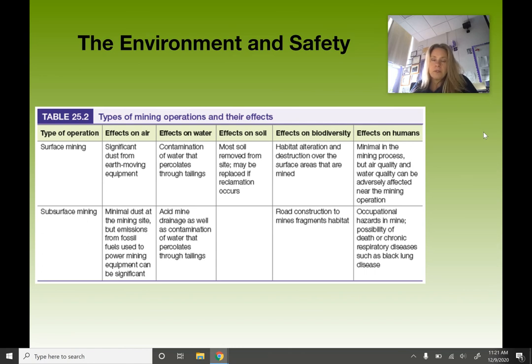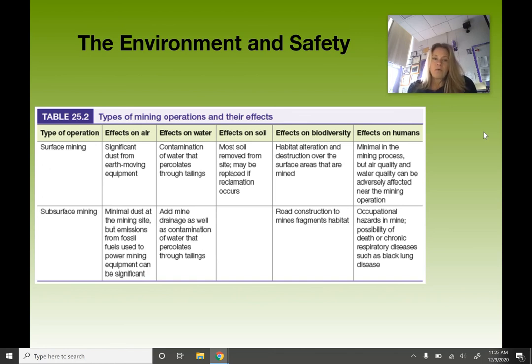Iron Mountain is a good example of that. We are reclaiming that. It's no longer used. It's actually a Superfund site, so it's a huge environmental problem. There's a lot of effort going into fixing it and not having that go into Keswick. And then biodiversity. There's habitat alteration and destruction, obviously for both, that could affect organisms around. And then for humans, there's minimal effect for surface mining, but it could be affecting air quality.